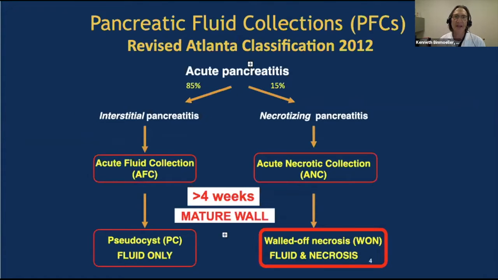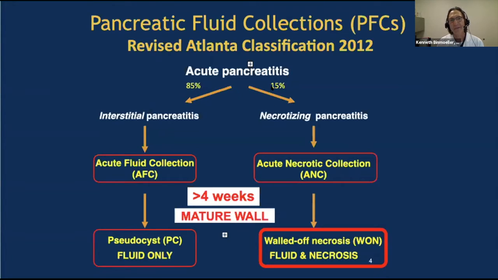In fact, pseudocyst was just the term we used for anything that looked like it was fluid filled as a consequence of acute pancreatitis. So if we have a patient with acute pancreatitis, 85% of these cases will resolve quite without significant sequelae. Patients will develop interstitial pancreatitis. This may then form into an acute fluid collection, an AFC, and then if it persists for more than 4 weeks and develops a mature wall, then we have a pseudocyst, and this is only filled with fluid.